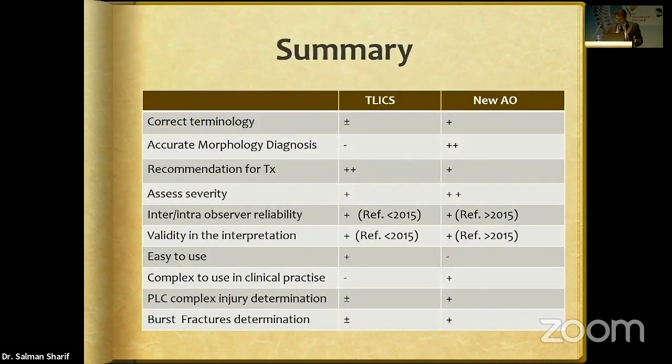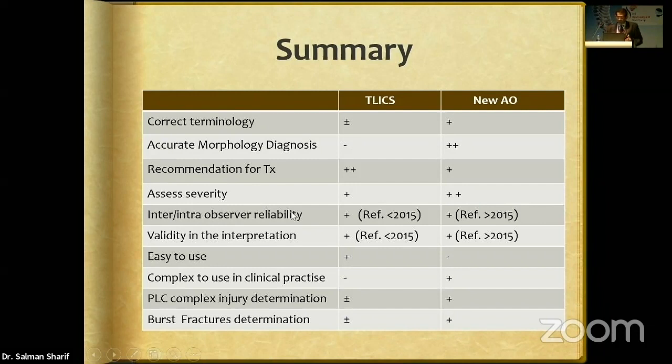Let's summarize the statements, positive and negative, combined between the two latest classifications. If we see the correct terminology, then the TLICS classification according to the review article is more positive than the first one. The accurate morphology is better in the new AO classification. Recommendation for treatment in the previous classification is better. Assessing severity is better in the latest classification.